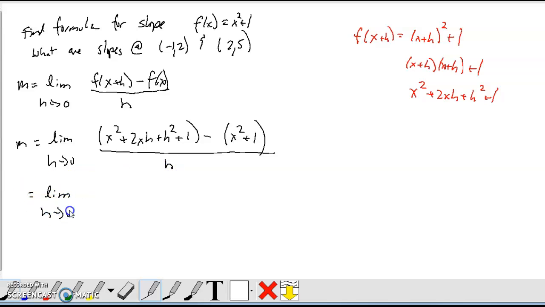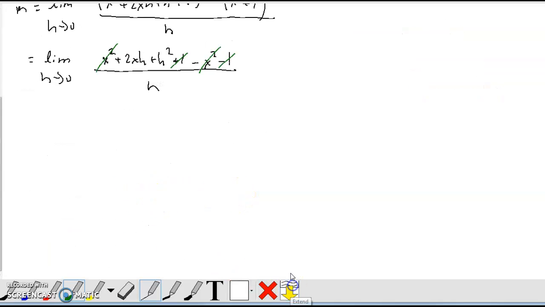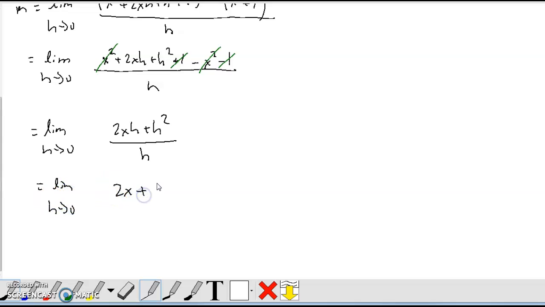It's a lot of writing out the limit as h approaches 0. I get it, it's time consuming, but we have to do it. Again, notice x squared, negative x squared, boom, gone. Negative 1, positive 1. Basically anything that doesn't have an h goes away, if you think about it. So the limit as h approaches 0 will be 2xh plus h squared all over h. The h is canceled away, leaving you with 2x plus h. Again, I want to figure out what my formula is, so I'm going to plug a 0 in: 2x plus 0.